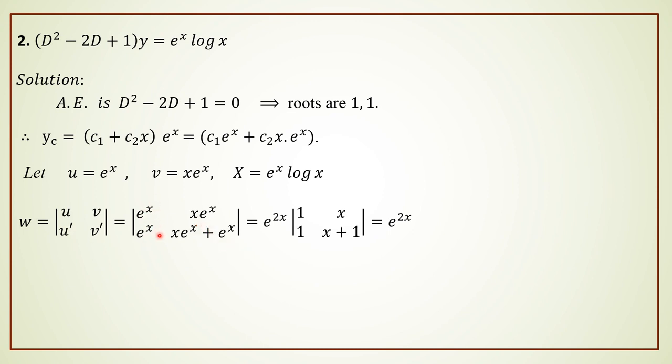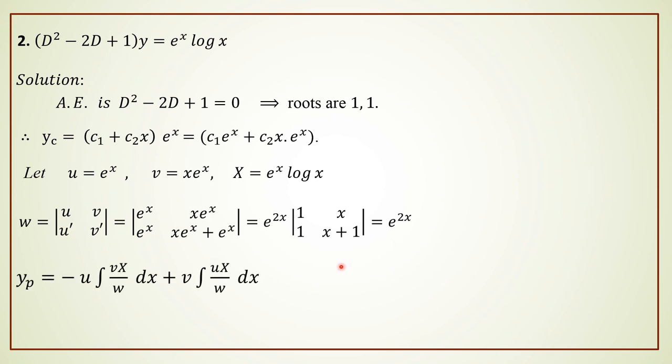Okay. Now let me take e power x common from both the first and the second row, so that it becomes e to the power 2x into the determinant of 1, x and 1, x plus 1. And observe over here, the determinant is 1. Therefore, the Wronskian over here is e to the power 2x. Now let me find the particular integral.